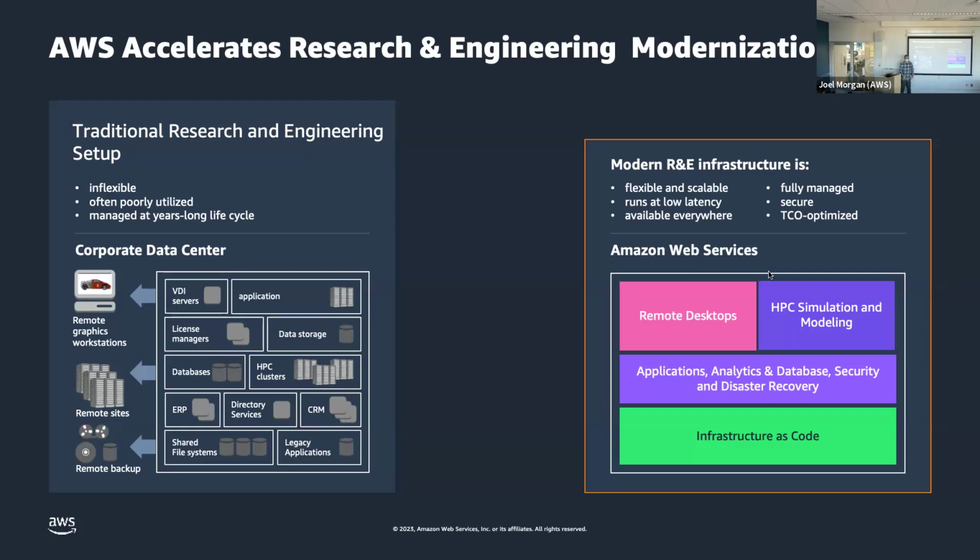This graphic, I would use my layers on that. It encapsulates Res visually pretty well. So remote desktop, HPC simulation and modeling, applications like database security stuff, and infrastructure code, which is CloudFormation. So this is all built on CloudFormation. That's how you deploy it. So you can make a change in the infrastructure code and deploy it like that instead of what we call click ops, which is going through the web console and launching everything manually.